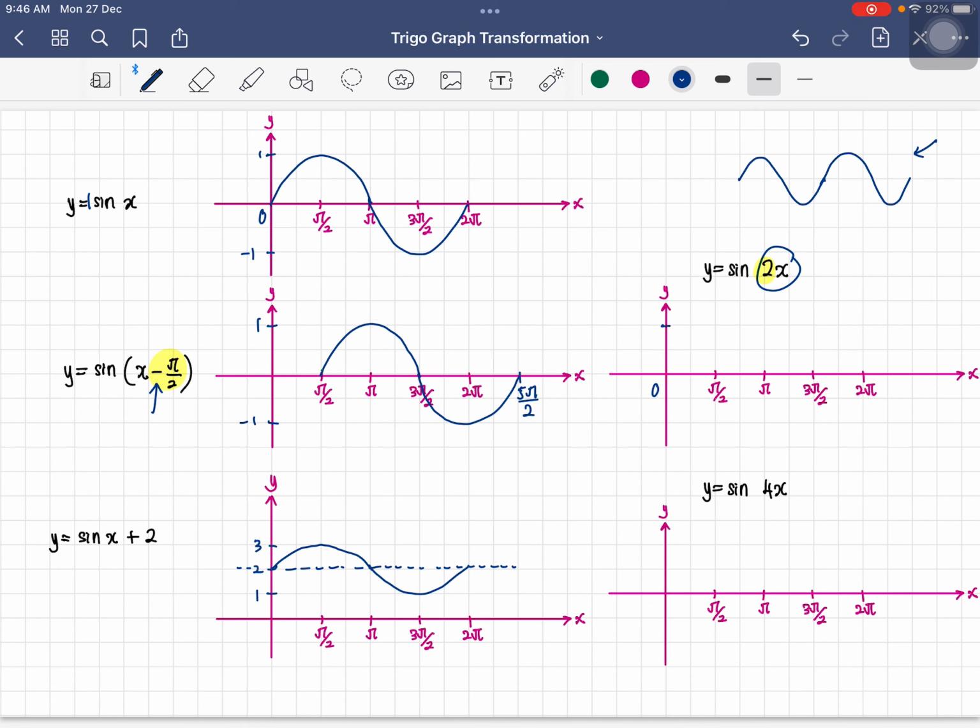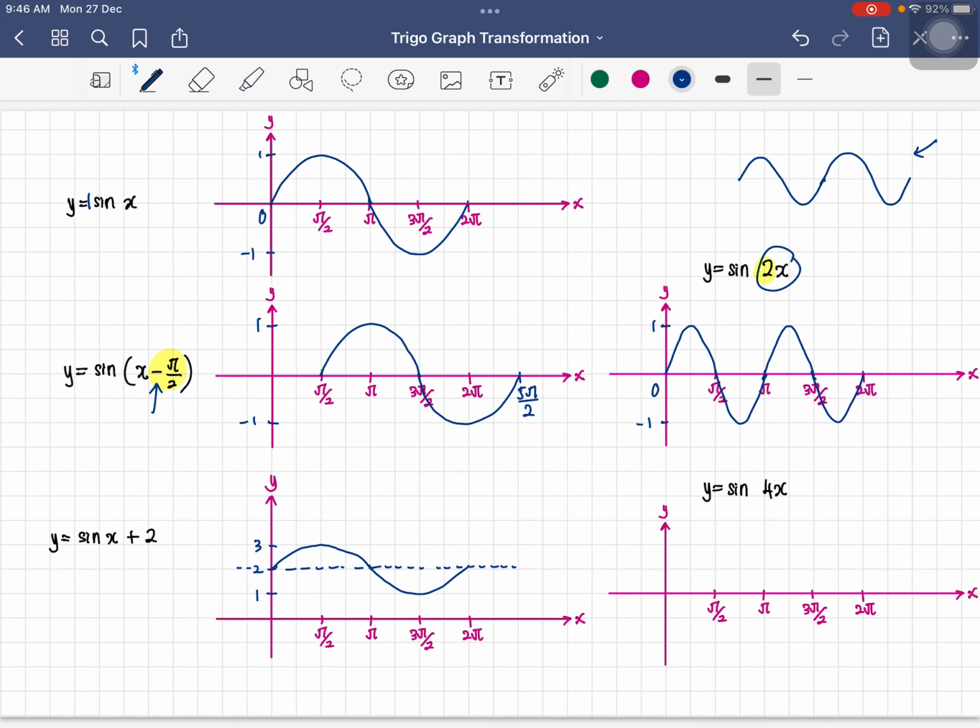Suppose this is 1 and this is negative 1. This is one complete cycle within pi. Therefore, we sketch two complete cycles within 2 pi. That is our sine of 2x.